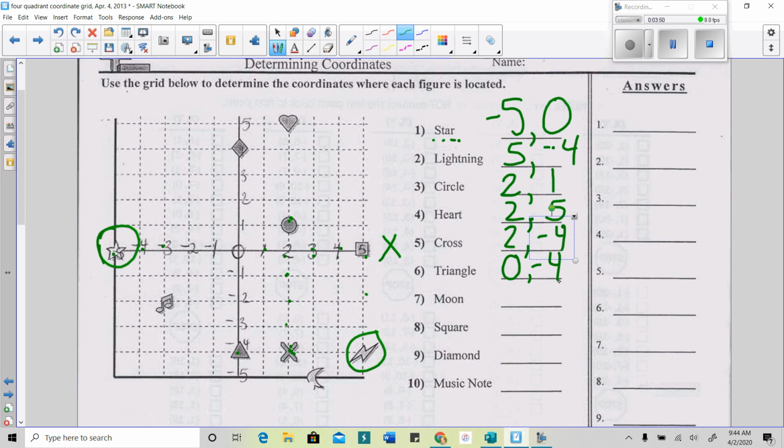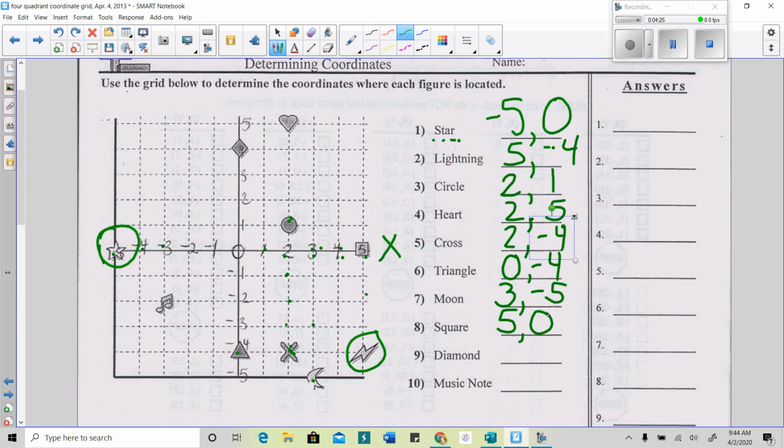Now going to the moon. So looking for the moon, which is down here on the bottom. I'm going to start at 0 and I go to the right 1, 2, 3 and stop. Then I'm going to go down 1, 2, 3, 4, 5. So I would say -5. So anytime I'm going down or going backwards, I need to put a minus sign on my coordinate. So next one is our square. So I'm going to start at 0 and go to the right 1, 2, 3, 4, 5. So my x-coordinate is 5. And then I do not go up or down. So it would be 5, 0.